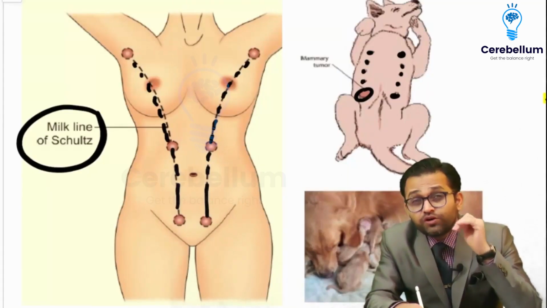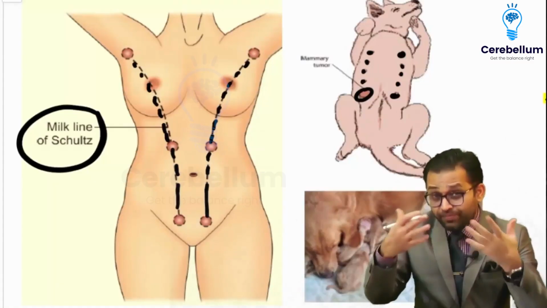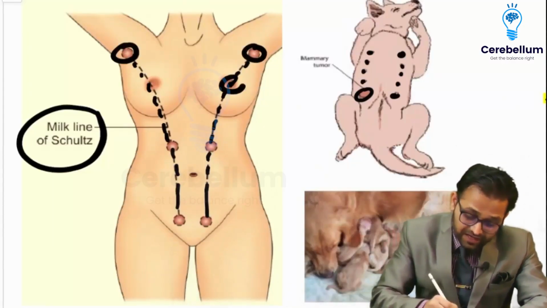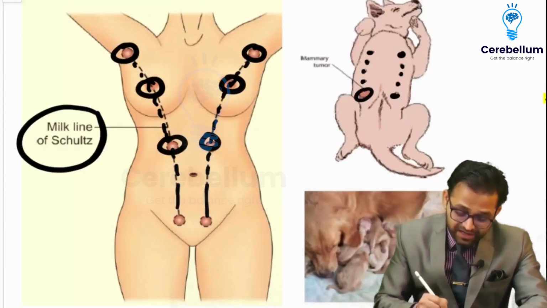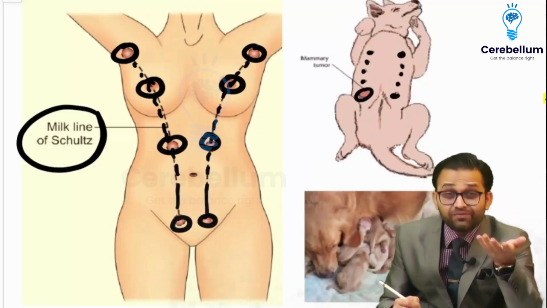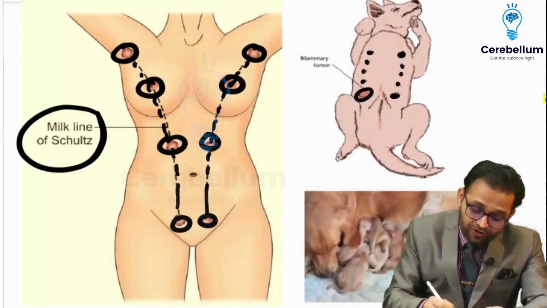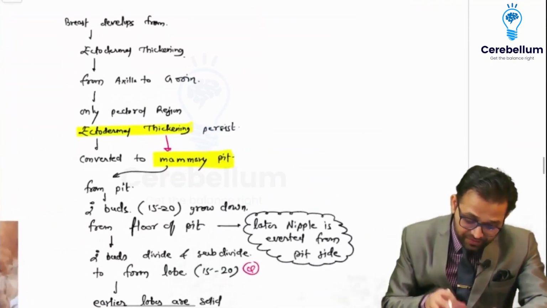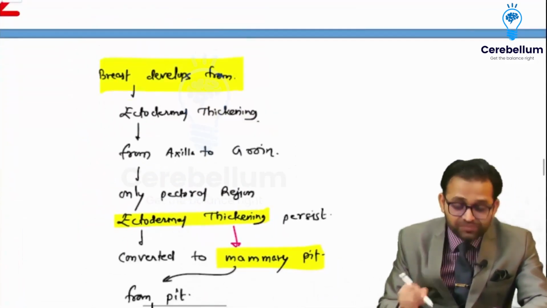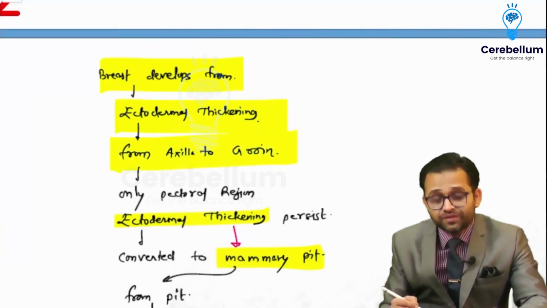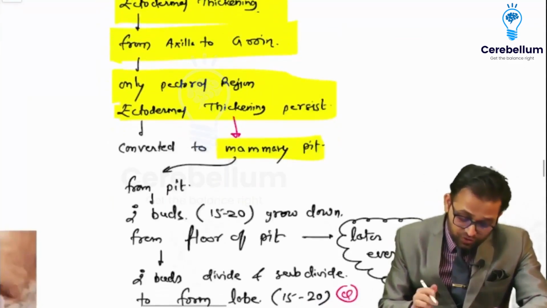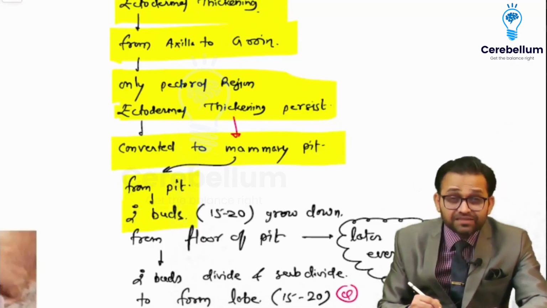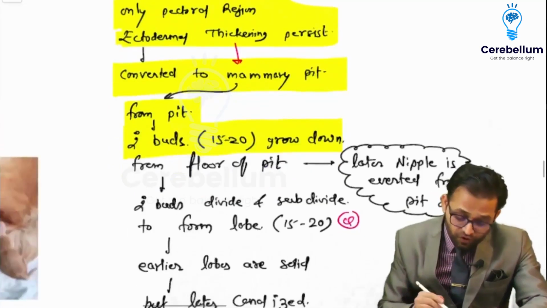Okay, fine. Now, what you have to remember, along this milk line there is development of the breast in animals. Animals have breasts at the axillary part, maybe the pectoral part, the abdominal part, and the inguinal part. But in humans, during development, all these breasts disappear, only persisting in the pectoral region. So this is the developmental correlation. What I want to tell you in flowchart form, sir: breast develops from ectodermal thickening, MCQ, from axilla to the groin. Only in the pectoral region the ectodermal thickening persists, converting into the mammary pit. Yes, from this pit, secondary buds arise. 15 to 20 buds are growing from the floor of the pit.